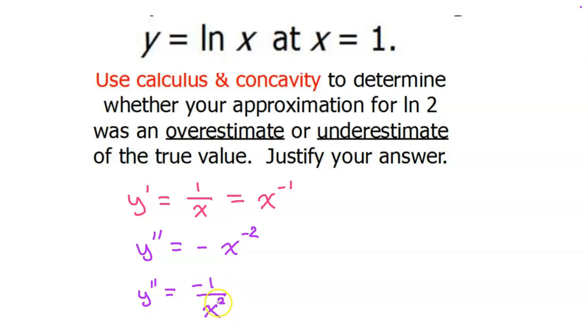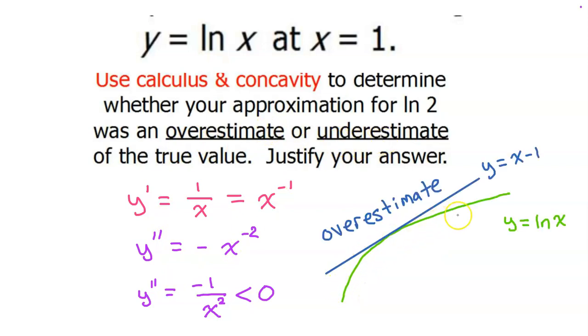Notice that this expression will always be negative. x squared is always positive, and then the negative 1 makes it negative. So y double prime is always less than 0. We have learned that wherever the second derivative is negative, the original function is concave down. We also know that natural log looks like this, but we needed this analysis for our justification.